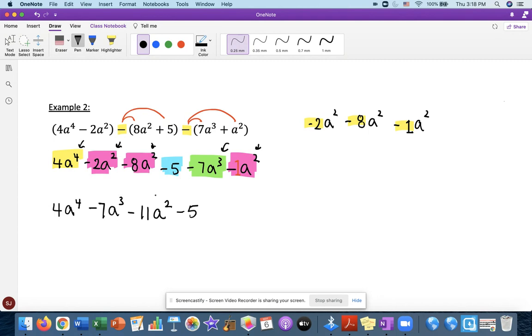Double check that your answer is from greatest to least: 4, 3, 2, and again, the constant comes last. And then we are done. So let me go ahead and box my answer.